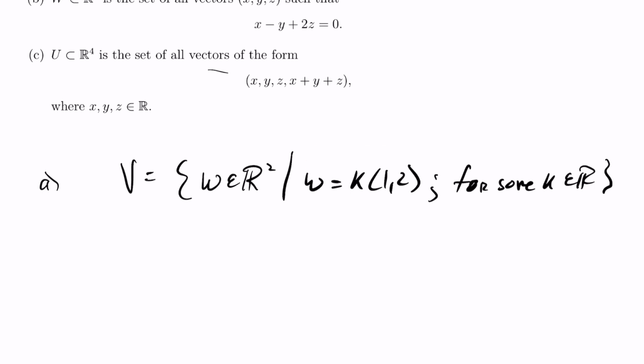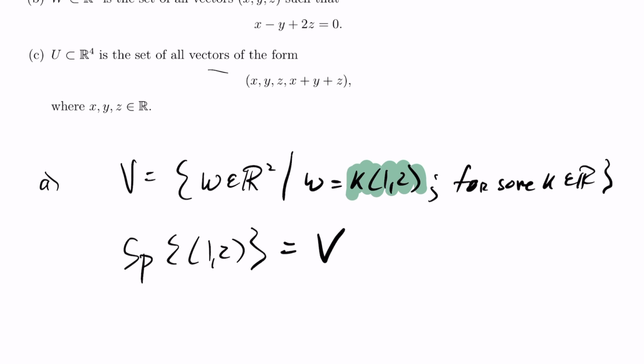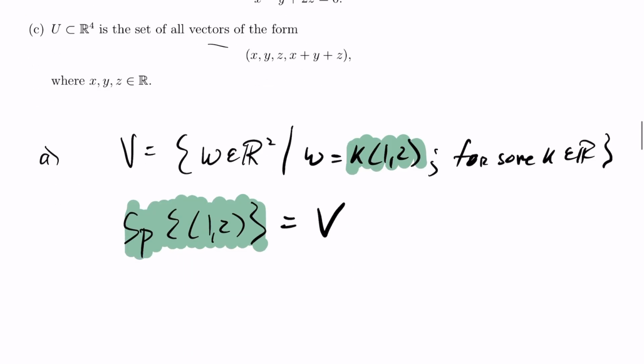So what we want to do here is go ahead and find the spanning set. Right away you can see this is the definition of our spanning set, because I know if V is the collection of all multiples of 1, 2, then if I were to span on the vector 1, 2, that would equal V. The first question in question A is what's the spanning set? You just span on the vector 1, 2. That's all multiples of 1, 2, which is exactly what V is defined to be. So that's your spanning set.